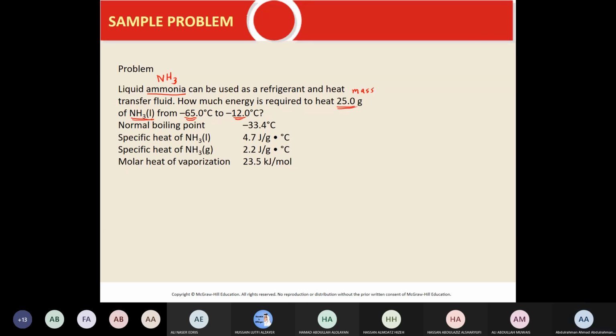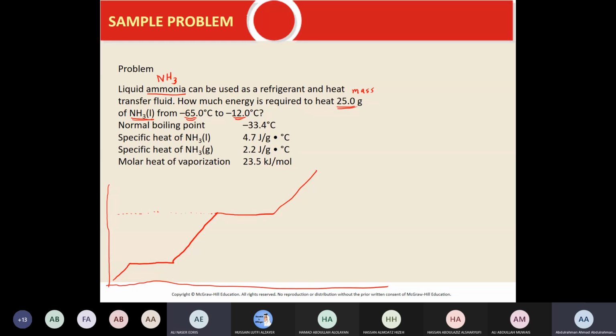So if I draw the drawing, something similar to this, I want you to put the information now in this drawing. Given the following, normal boiling point is minus 33.4. Where is the normal boiling point in the diagram? Where should I put the line? Where should I write the minus 33.4? And the second horizontal line, which is this point, right? Yes, exactly. That's minus 33.4. Excellent.